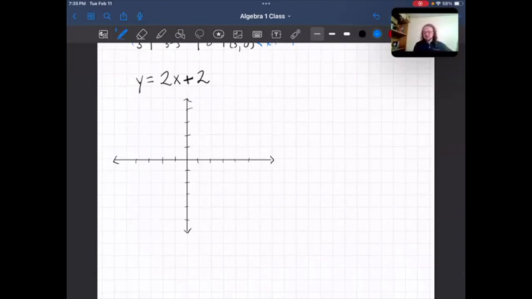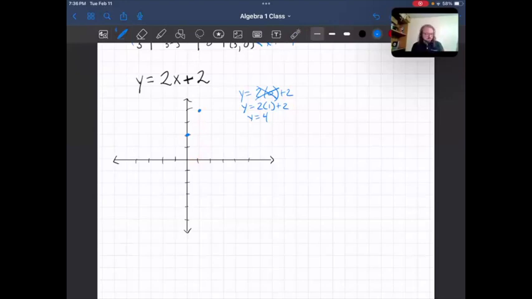So I'm going to plug in 0 for x. And I'm going to say, if x is 0, what's y? Well, y would be 2. That's all that's left. What if I put in 1? Well, this would be 4. So I'd have the point 1, 4. So go over 1 and then up 4: 1, 2, 3, 4.